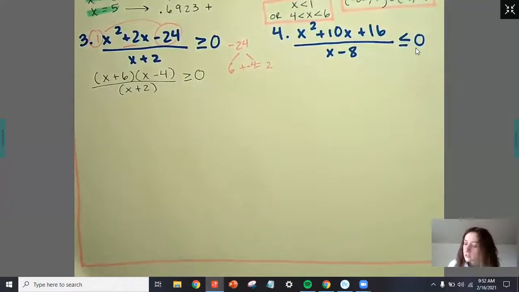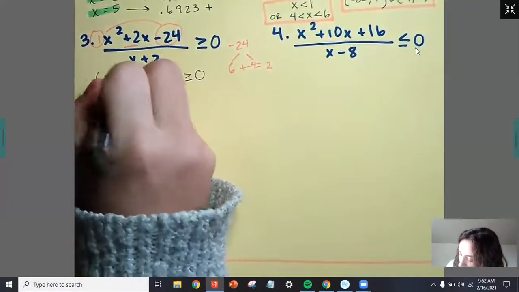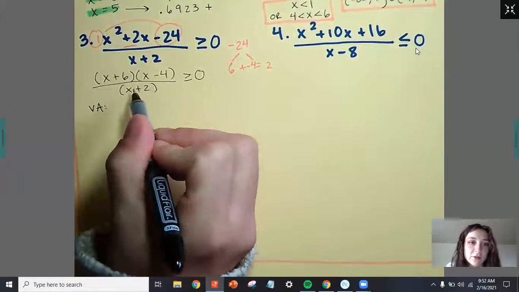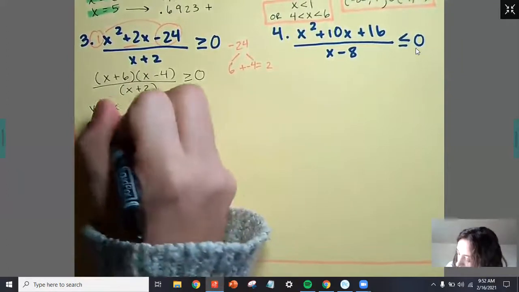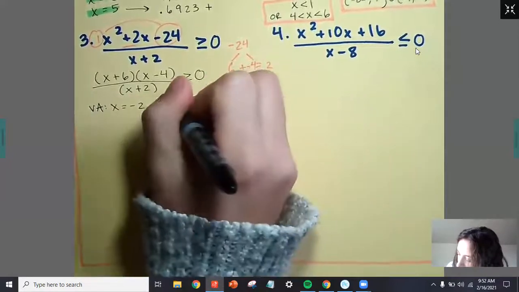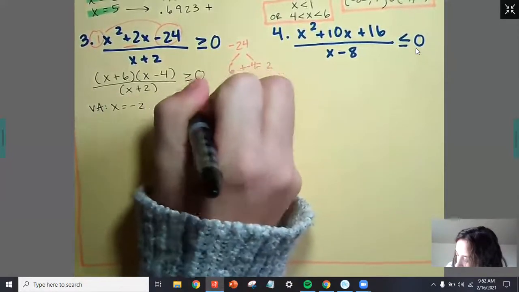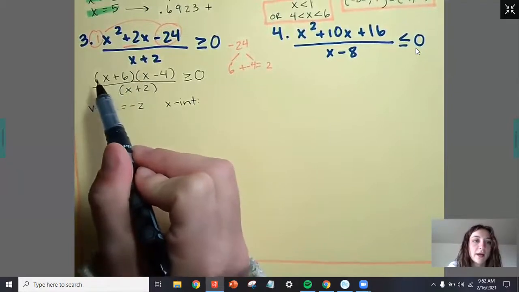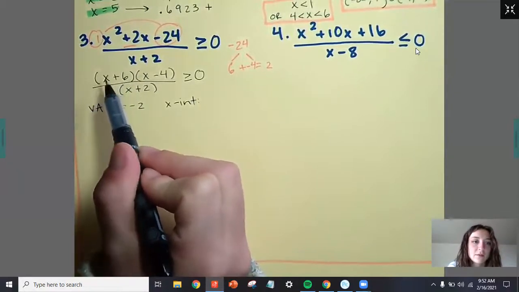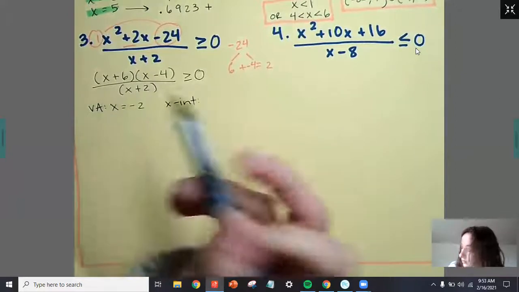Okay, so we first want to talk about our vertical asymptotes, and we only have one vertical asymptote here, and it's what makes that 0, so that would be negative 2. And then we also have our x-intercepts, that's where the numerator is equal to 0, so essentially what factors are in the numerator, and we want to see what would make that 0, so it'd be negative 6 and positive 4.